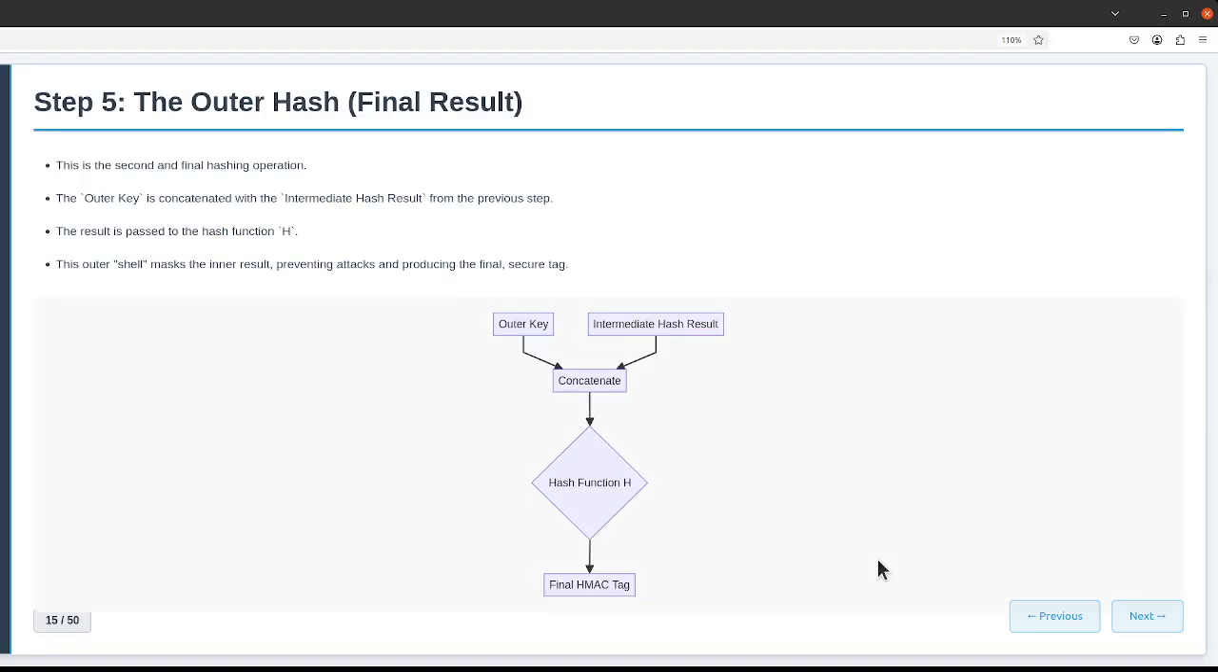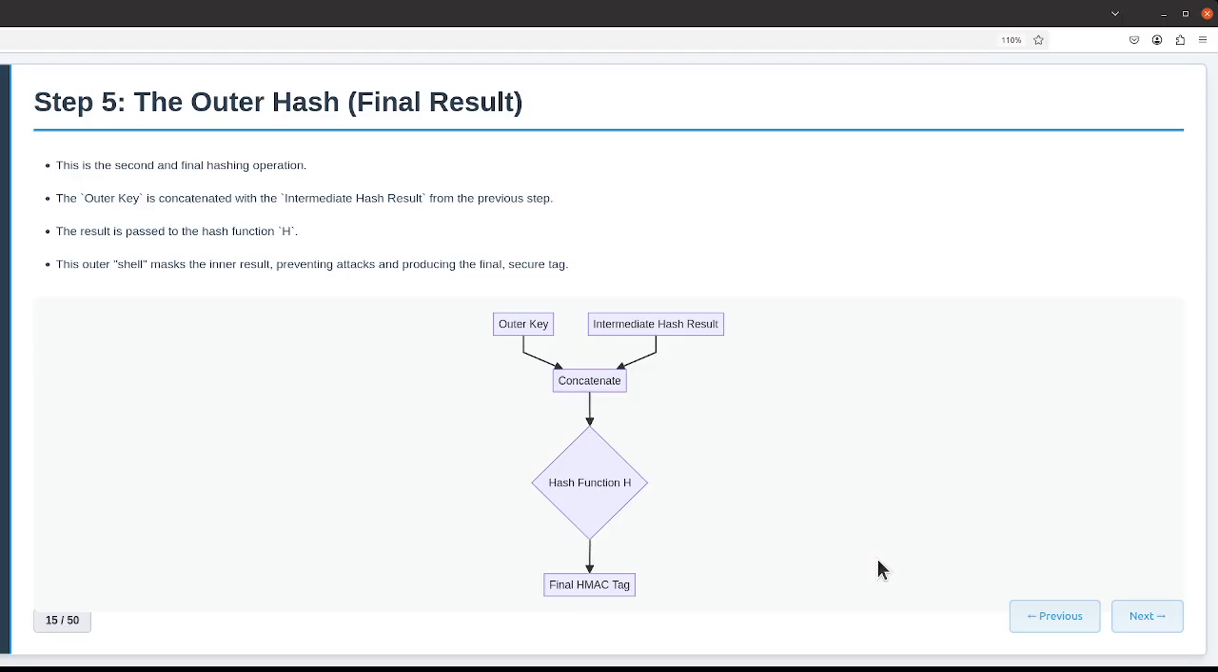Step 5. The outer hash, final result. This is the final step. We take the outer key we created earlier, K XOR OPAD, and concatenate it with the result of the inner hash from the previous step. We then feed this new, combined string into hash function H one more time. The output of this second hash calculation is our final HMAC tag.